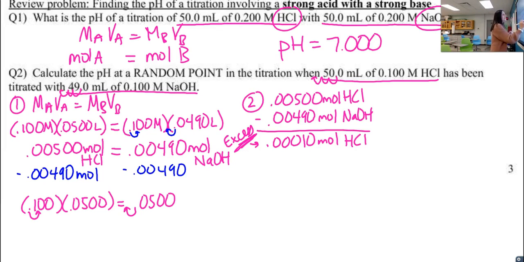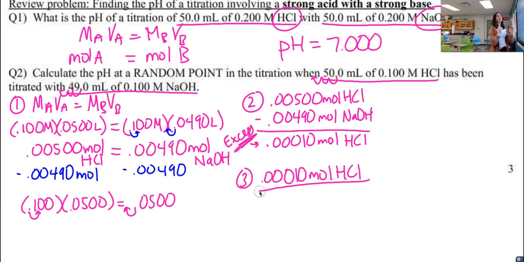We're almost there. Step 3 is take this number and divide it by your total volume. So I'm going to take my 0.00010 moles of my acid and divide it by my total volume. Well, my total volume is 50 plus 49. Okay, so I know that that's going to be 99, or 0.0990 liters. Okay, because we do have to be in liters again. And so this is my total volume. So you do want to make sure that you're in liters, not milliliters.